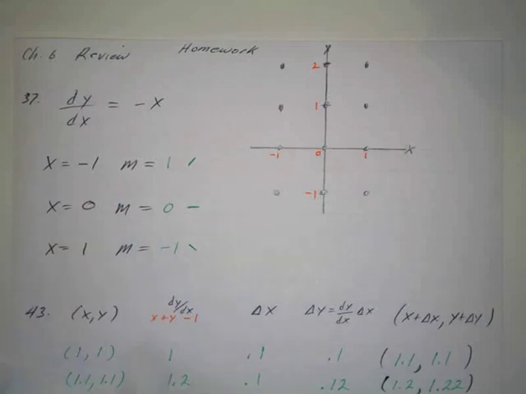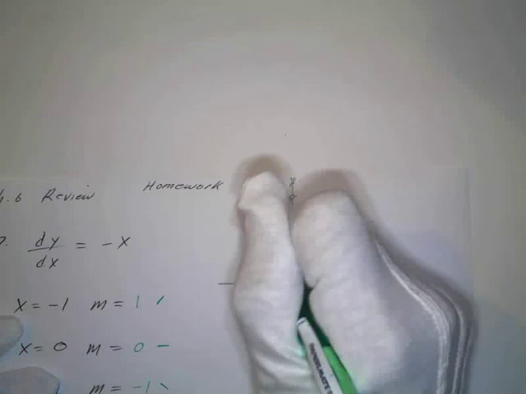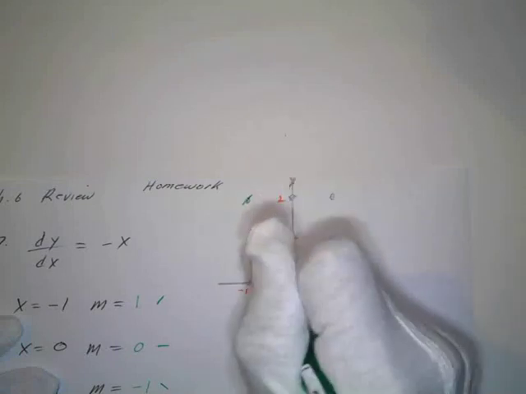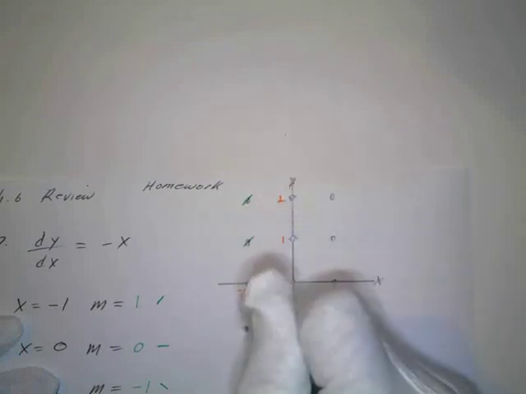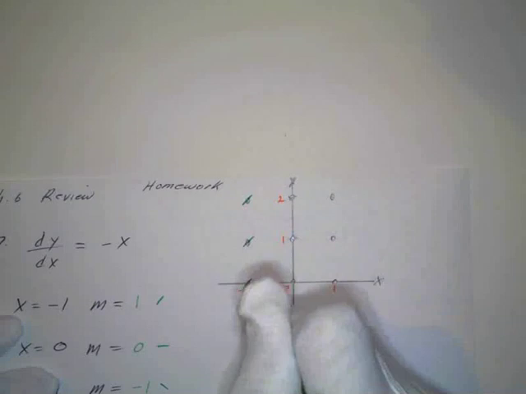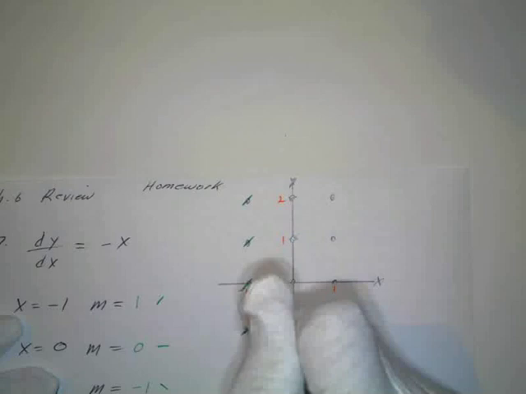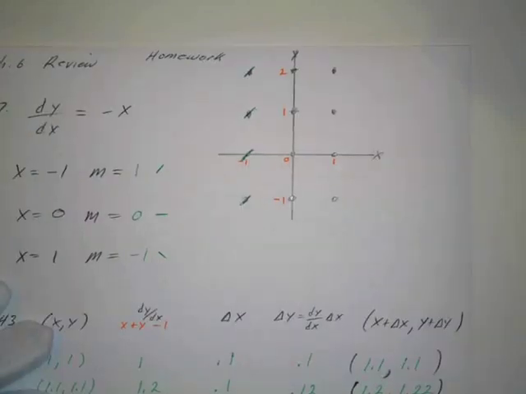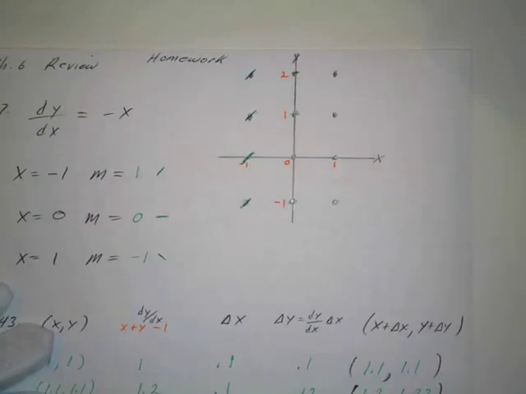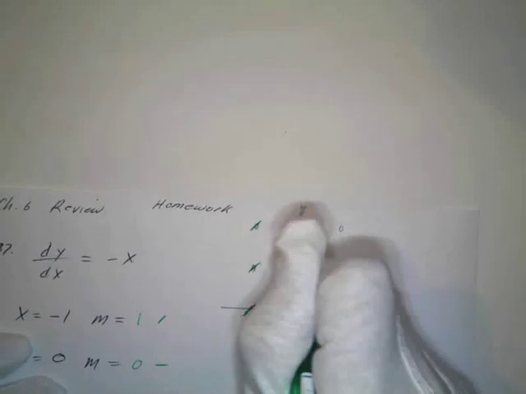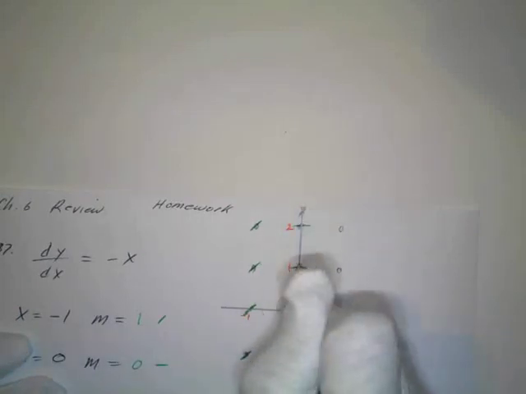So first of all, when x is negative 1, the slope is 1, so it's all these positive diagonals. And you just draw those positive diagonals right through those little dots. And make sure that they're parallel. Then when x is 0, the slope is 0, that's easy, that's just a horizontal line.